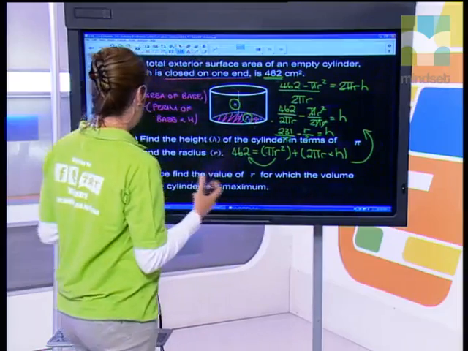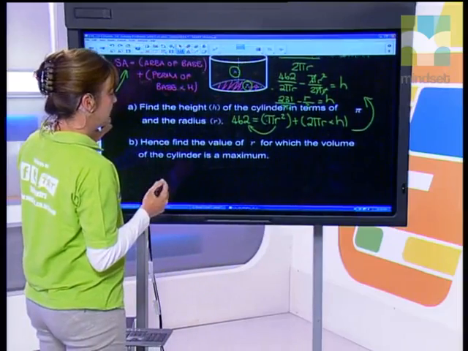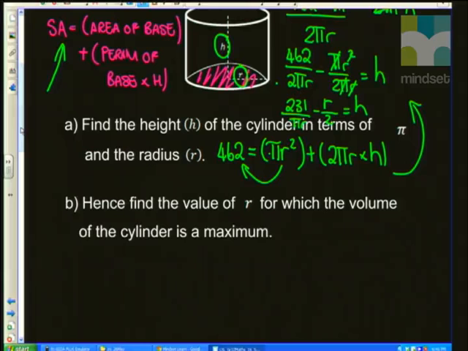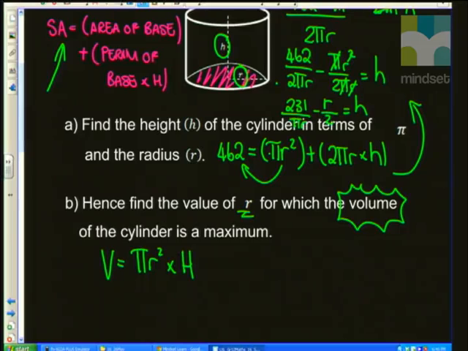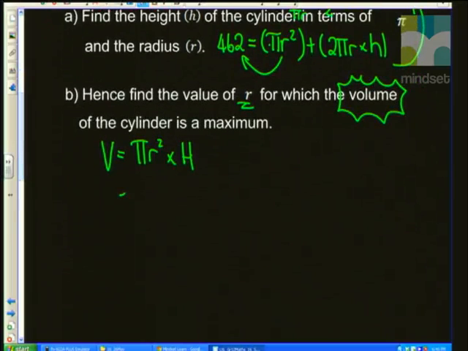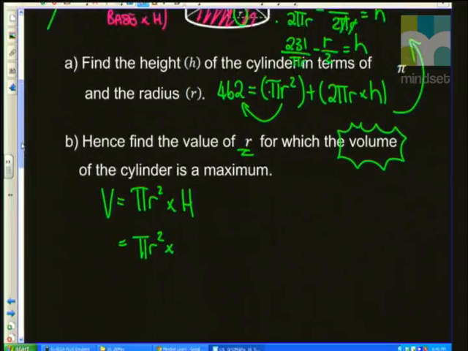Now that we've done that, the question actually wants to know, find the value of your r for which the volume will have a maximum. So now we've got to turn to the volume formula. Volume being area of base times the height. The area of my base was pi r squared. That actually didn't change. But the height of my formula is completely different now. We're using this formula here.